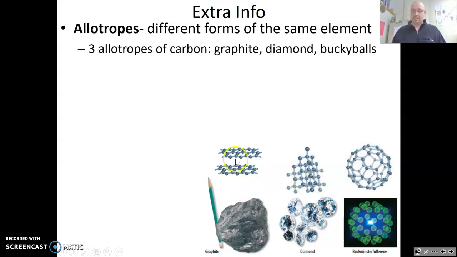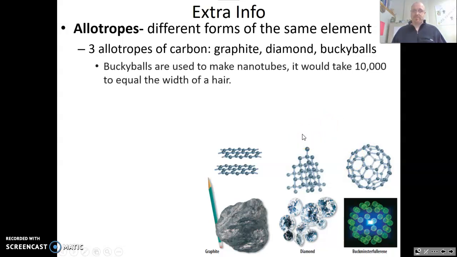But in graphite, the element is arranged in sheets. The carbon rings are in sheets stacked on top of each other, which is why it's really easy to break your pencil lead if you push sideways on it. The last allotrope is the buckyball, which is basically manufactured by humans, and we're using those in nanotechnology. We use them to make nanotubes, basically tiny structures, and it takes 10,000 of them lined up to equal the width of one of your hairs. So it's very, very small.